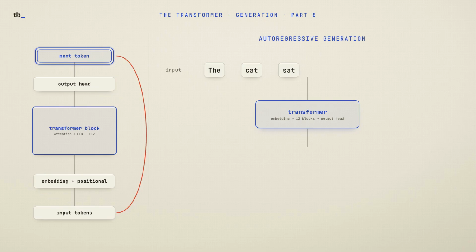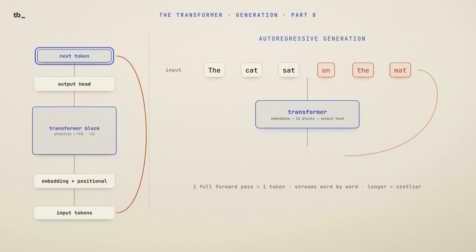Here's the trick. We take that new token, append it to the input, and run the whole stack again. The prediction becomes part of the prompt. Predict, append, repeat. The cat sat on. Now on is part of the input, and the model predicts the. Then, that. One full pass through the network for every single token.